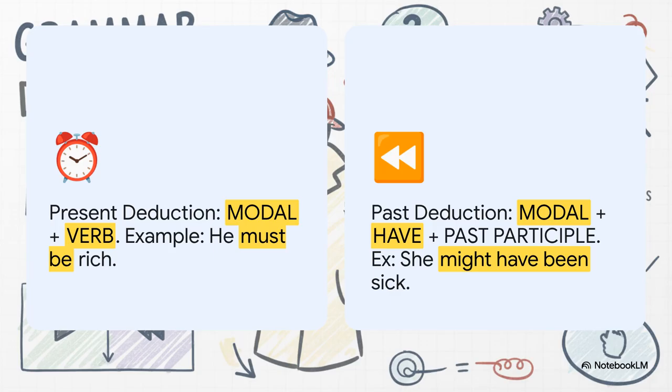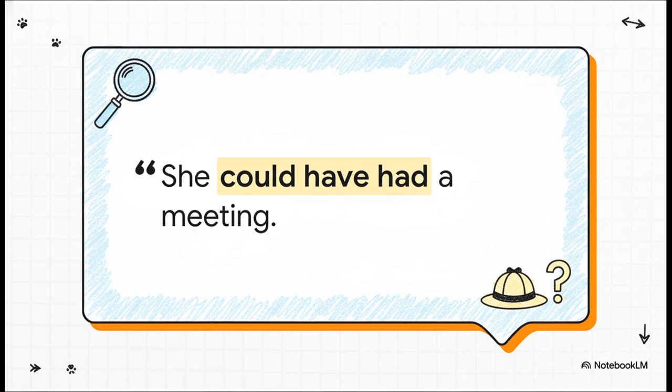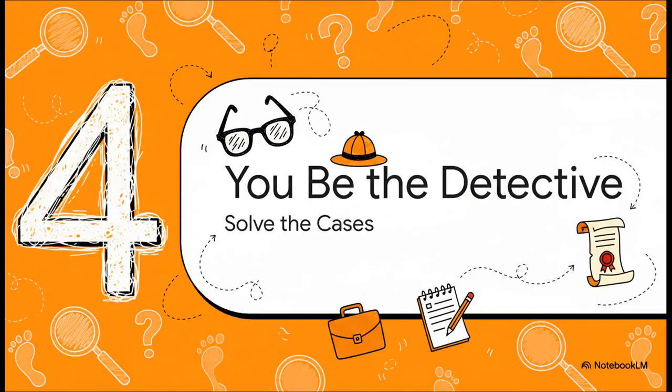Okay, now this is where it all clicks into place. Seeing them side by side like this solves the whole mystery we're looking at today. For the present, it's simple, must be. But for the past, it's might have been. That little addition of have plus the past participle is your big flashing signal that you're dealing with a case from the past. Let's run through another one just to lock it in. The clue, Mrs. Smith wasn't at her office yesterday. The word yesterday tells us it's a past event, so our deduction has to use that past formula. She could have had a meeting. Modal could plus have plus the past participle had. See?